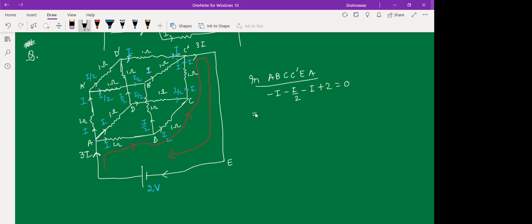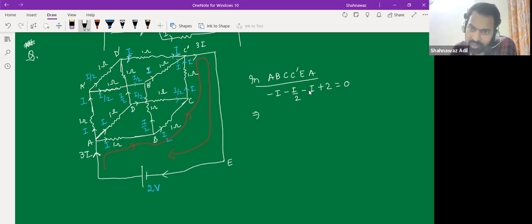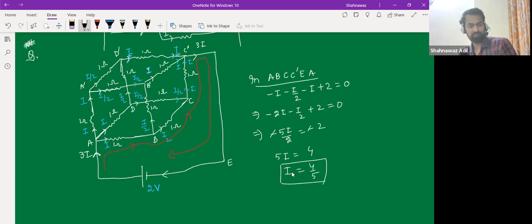So this would be how much? Minus I minus I minus I by 2 plus 2 equals 0. So this would be minus 2I minus I, so minus 5I by 2. And this is minus 2. So minus minus cancels, and 5I equals 4. So I would be how much? 4 by 5. So this is how you calculate the current of this circuit. Is this clear to you? Is this question clear to you?